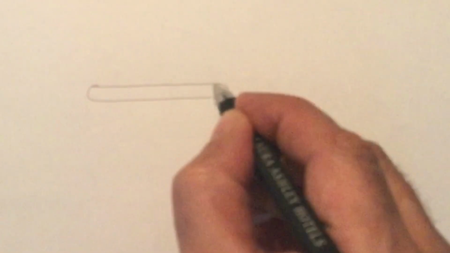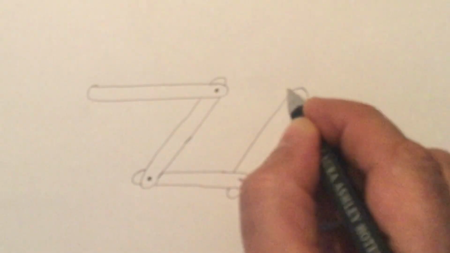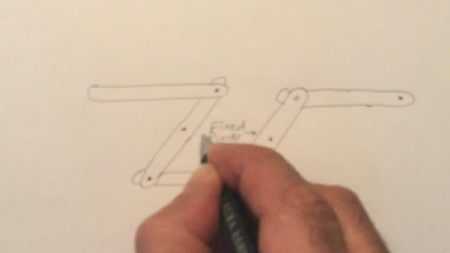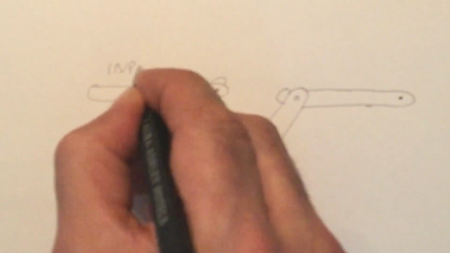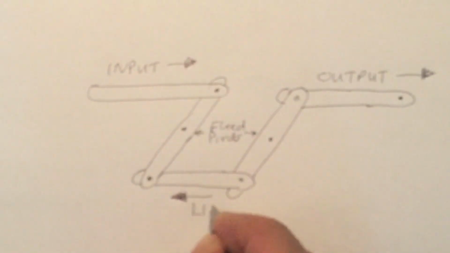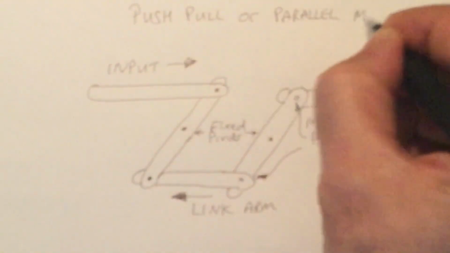Right, so this next mechanism consists of 5 linkages. There's 2 fixed pivots and 4 moving pivots. The input and the output both go in the same direction, but the link arm at the bottom travels in the opposite direction to the input and the output. This is called a push-pull linkage or a parallel motion linkage.